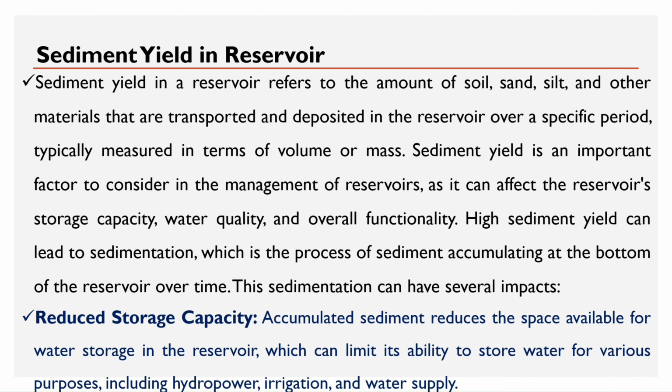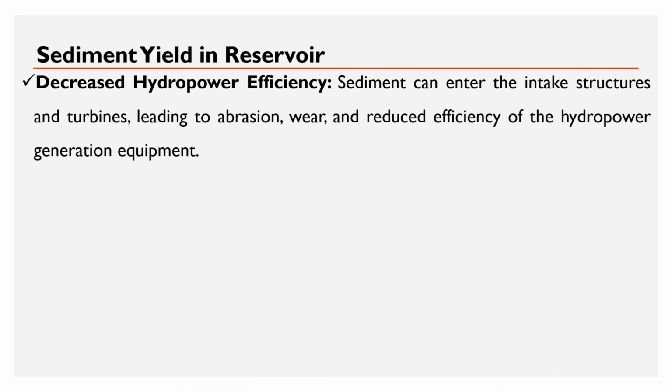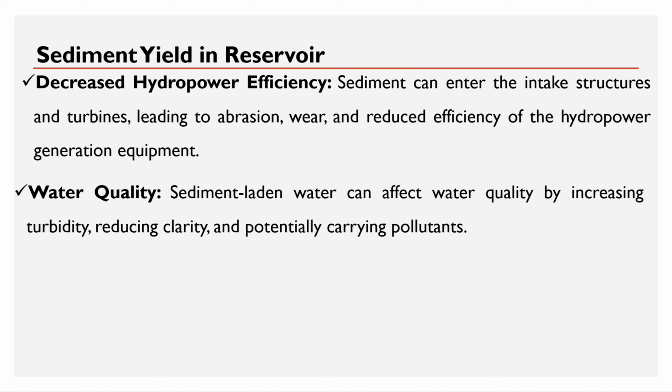Reduced storage capacity. Accumulated sediment reduces the space available for water storage in the reservoir, which can limit its ability to store water for various purposes, including hydropower, irrigation, and water supply. Decreased hydropower efficiency. Sediment can enter the intake structures and turbines, leading to abrasion, wear, and reduced efficiency of the hydropower generation equipment.